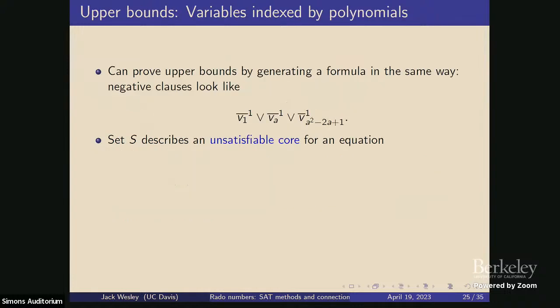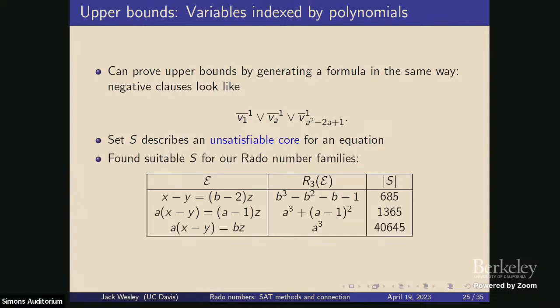Okay, so what we can do is prove these upper bounds by generating a formula in the same way using these polynomials. It generates exactly the same positive and optional clauses, but now our negative clauses will look something like this. And these sets S will describe an unsatisfiable core, or family of unsatisfiable cores, for this family of equations. We found suitable sets S for our families, and we were able to get these upper bounds in each case, and the solver does it very fast, in less than 10 seconds each time.